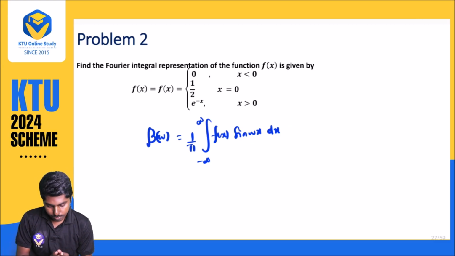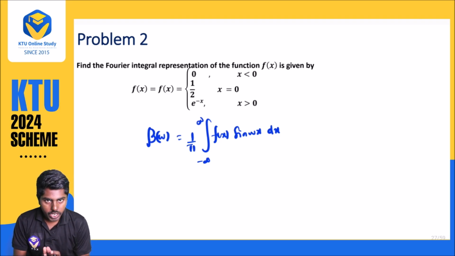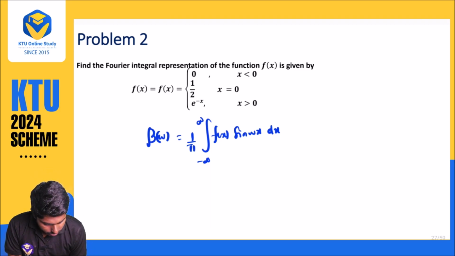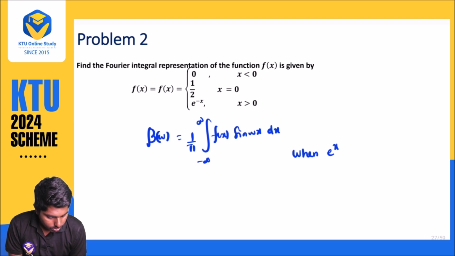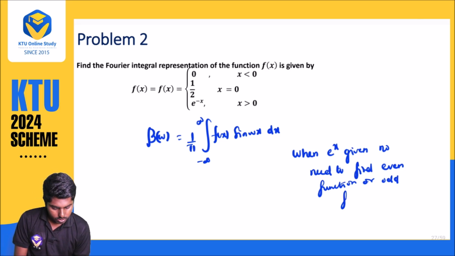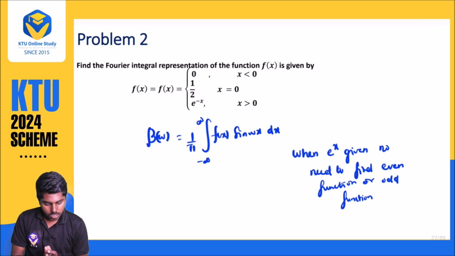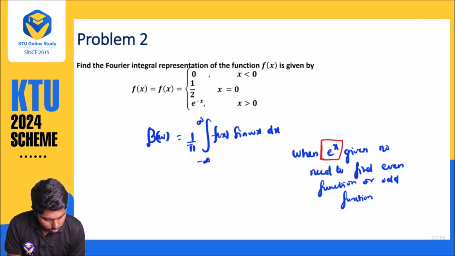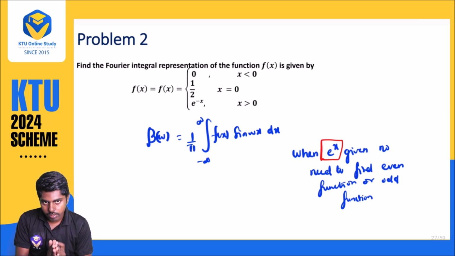Then the third step is identifying even function or odd function. But here, with e power of minus x, we don't need to identify whether it is an even function or an odd function, because there is a formula. There is always some exception. Whenever e power of x is given, we don't need to find out even or odd, but in any other case you want to identify whether it is an even function or an odd function. Now we'll solve it.